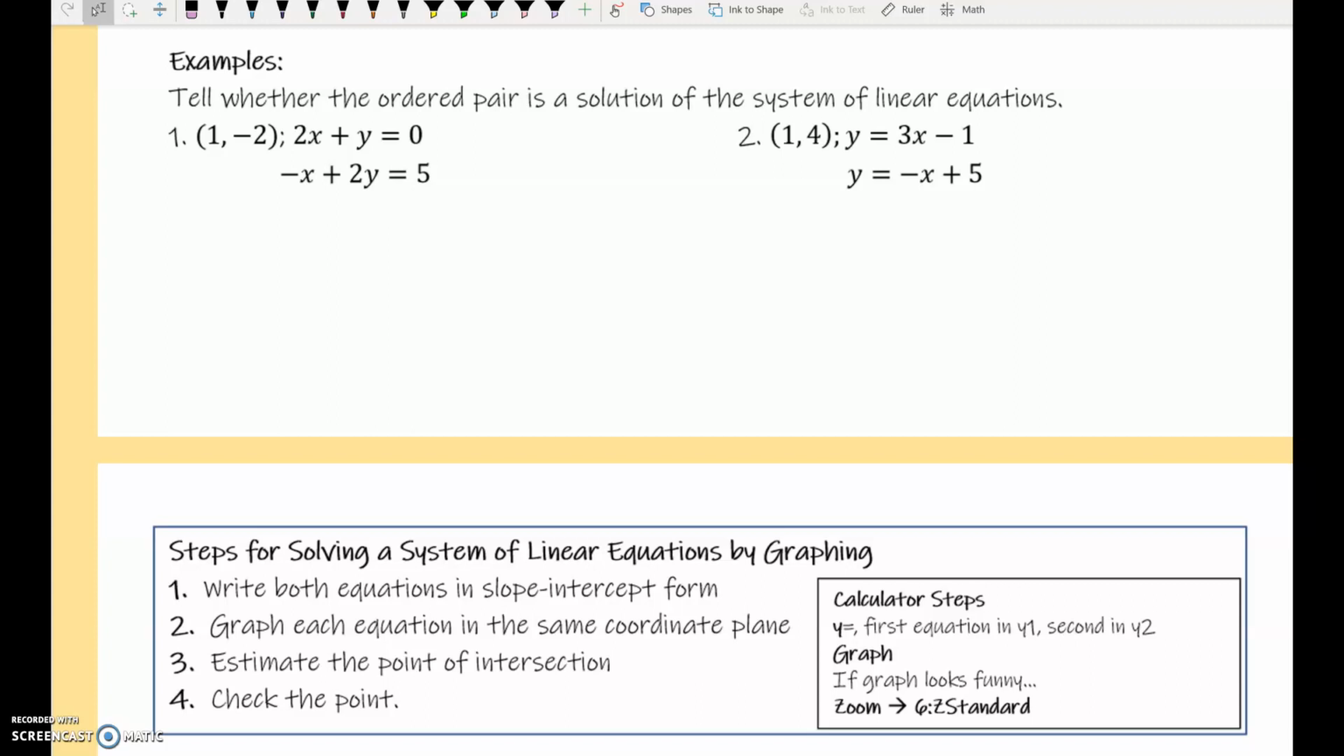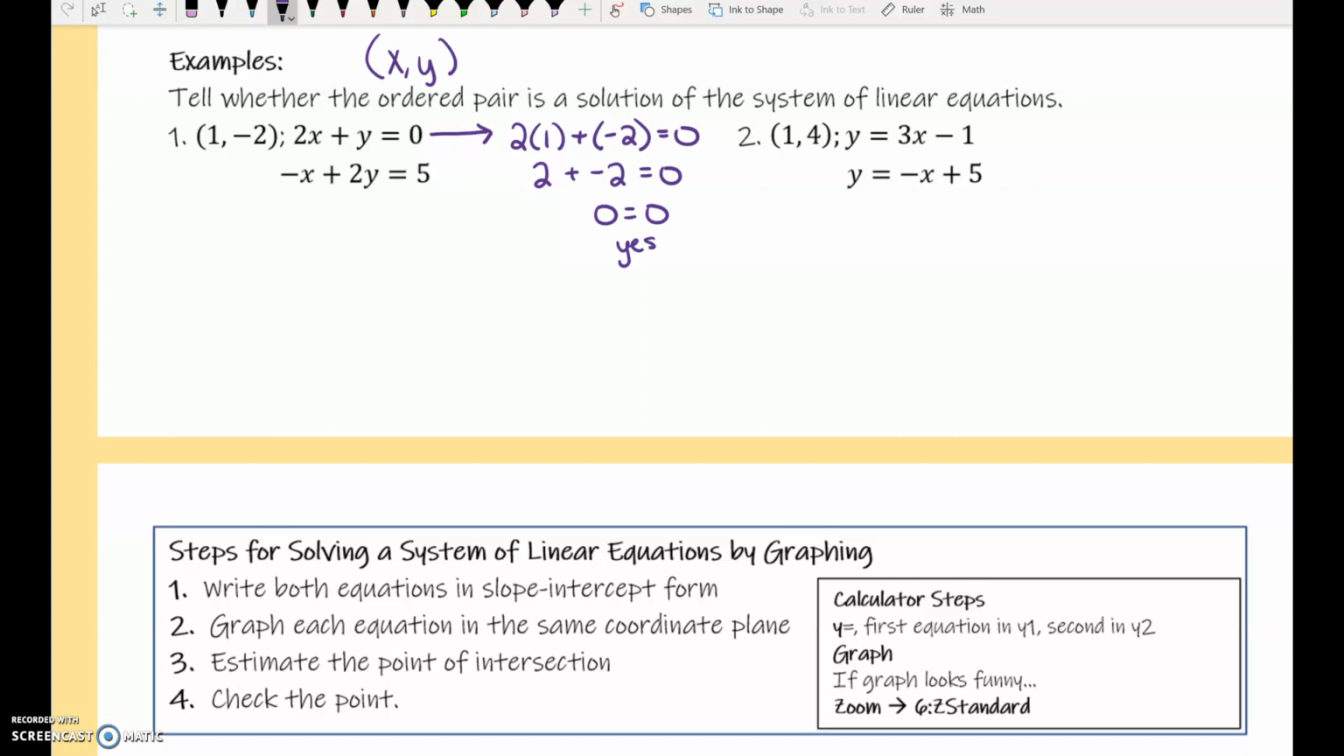When it asks us to decide if an ordered pair is a solution to the system, remember that the ordered pair is an x value and a y value. We need to plug the x value in, plug the y value in, and see if it creates true statements. So in this first equation, we're going to use 1 in place of our x. We're going to use -2 in place of our y and see if it makes a true statement. 2 times 1 is 2, plus a -2. What is 2 plus a -2? So 0 does equal 0. That is a true statement.